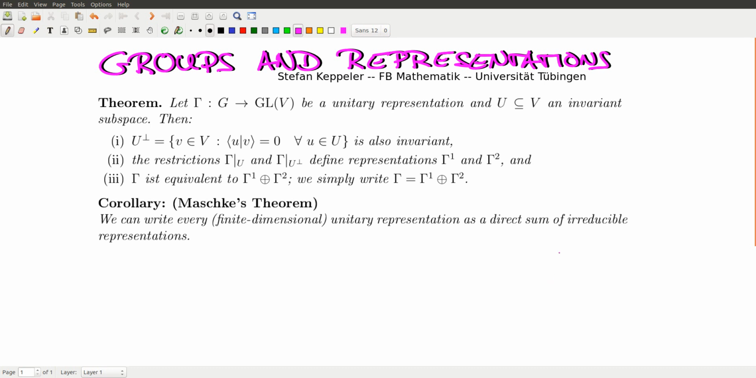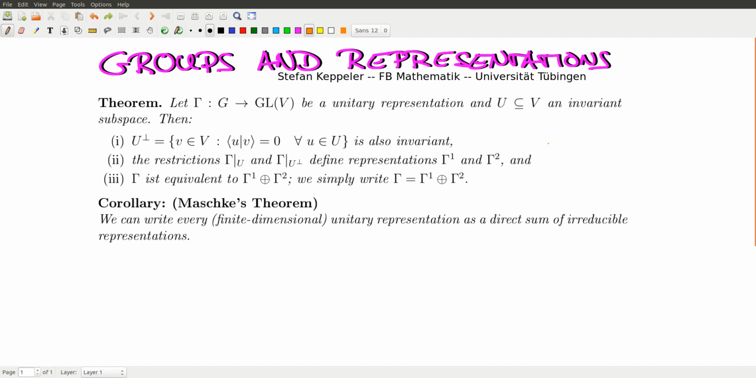We want to prove all this here, and essentially the only thing we have to prove is the first statement. So let's look at what's written here. We have a unitary representation on V, and there's an invariant subspace U. And now what we want to show is that the orthogonal complement U perp is also invariant. And if we have that, then the rest follows automatically.